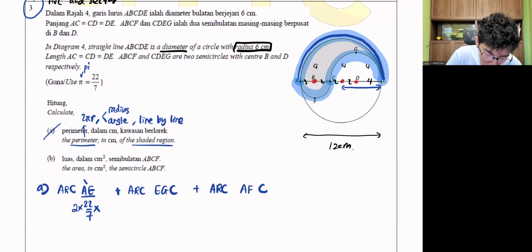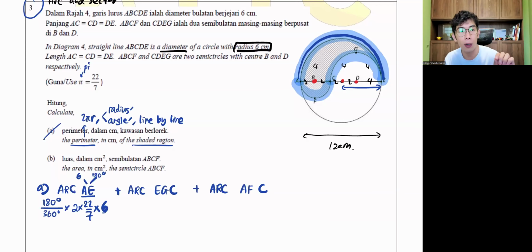So we have 6 cm radius, and for your semicircle, the angle will be 180 degrees. Can you see I get these two pieces of information? So I'm going to fit the info now. We have 6, we have 360, 180 degrees. Okay, that's the first part. Okay, everyone, if you don't get it, you ask now for the first part.